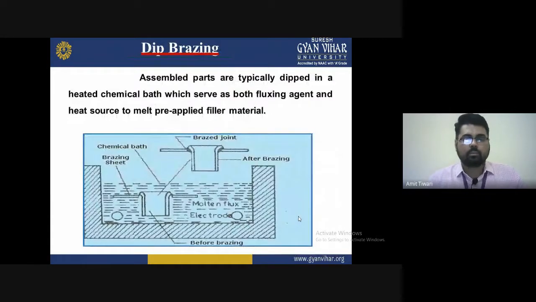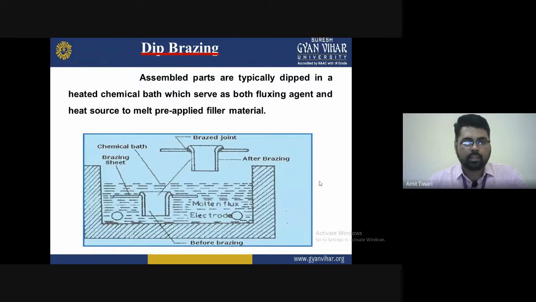Dip brazing is another type of brazing, in which the assembled parts are typically dipped in a heated chemical bath, which serves as both the fluxing agent and the heat source to melt the pre-applied filler material.